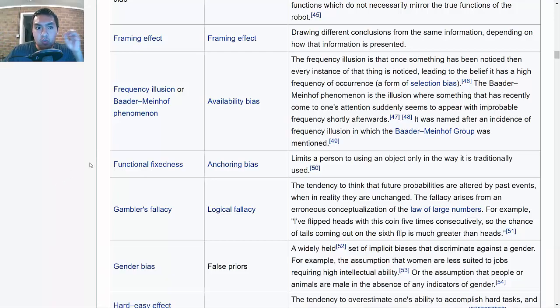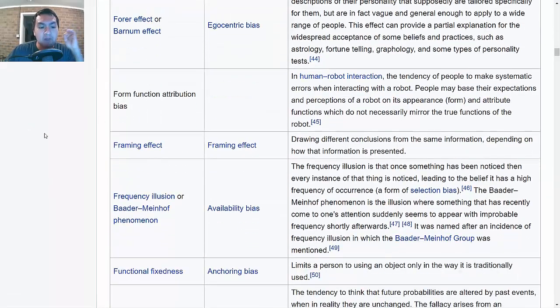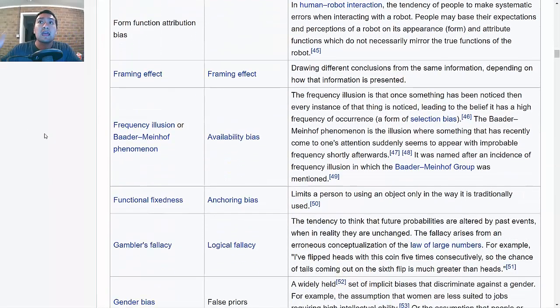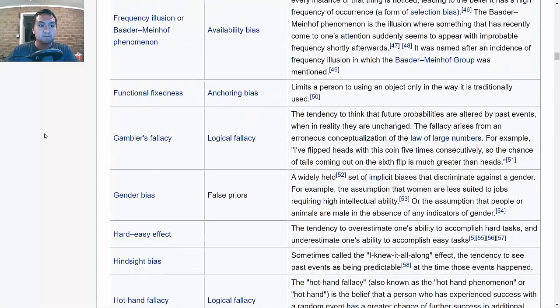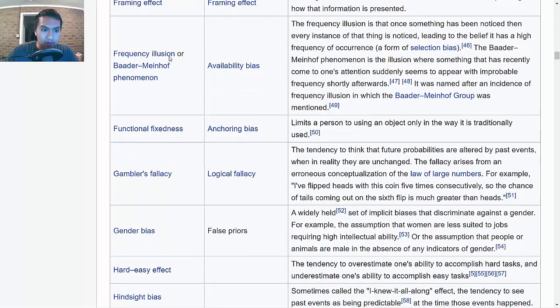Now, I want to show you what I mean. So this is a list of a whole bunch of cognitive biases that affect the way that you think, because you're leaning your bias on what you're thinking because of these different factors. So I want to go through and just tell you what I picture right away.